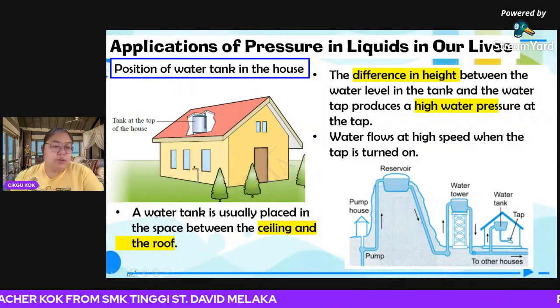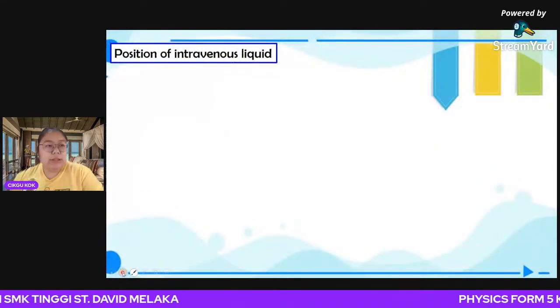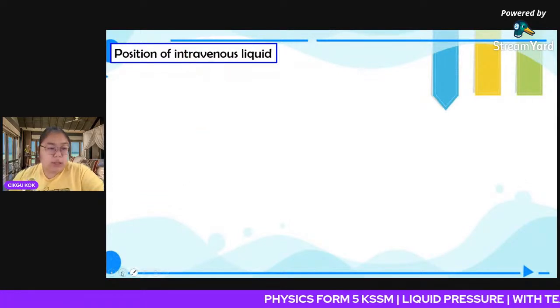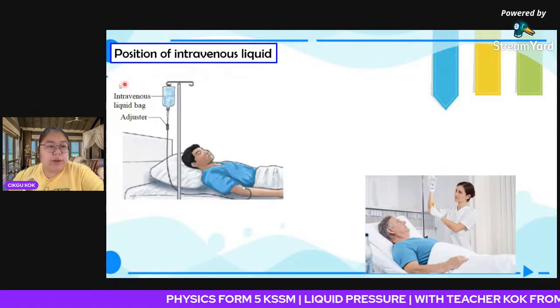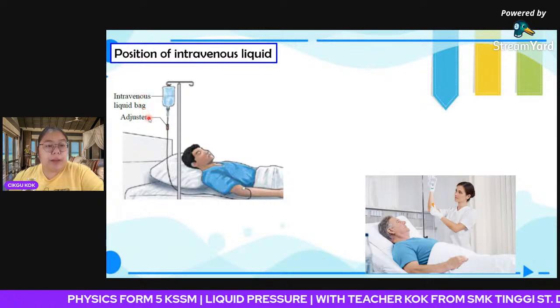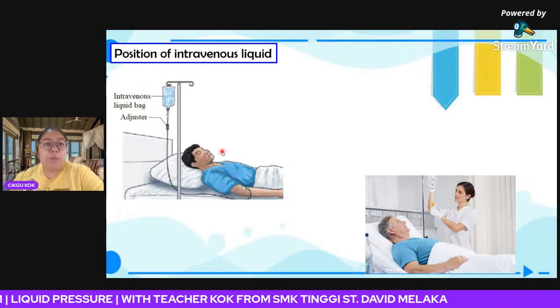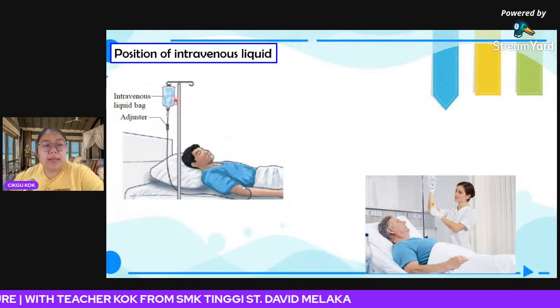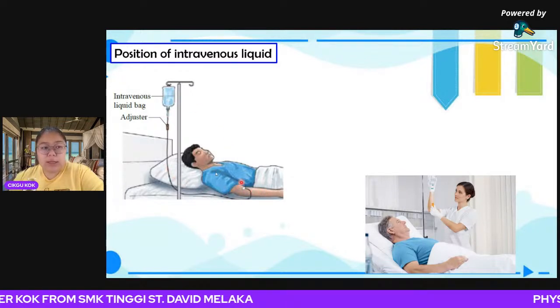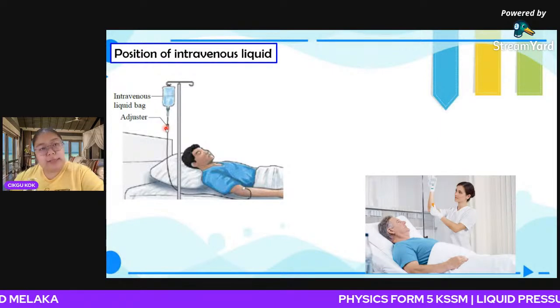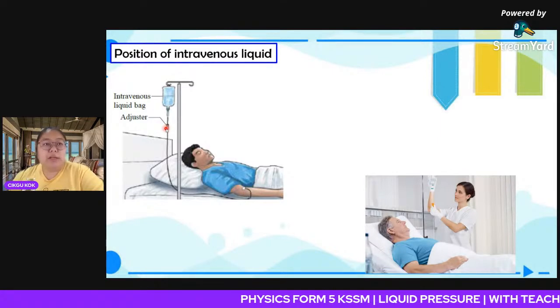Now we go to the second application. This is the position of the intravenous liquid. Let's see the diagram here. The intravenous liquid bag is normally put at the top, higher than your body, because we need to let the liquid flow through your body. So here we have an adjuster. The adjuster is normally used to adjust how fast the liquid flows.